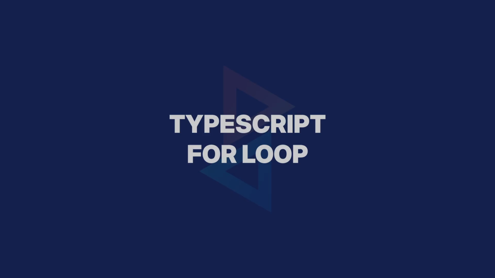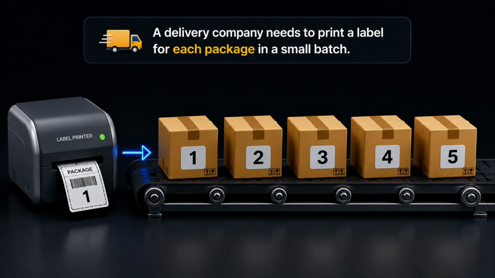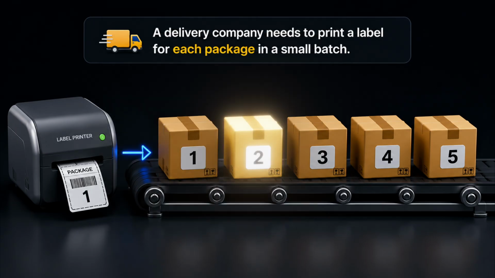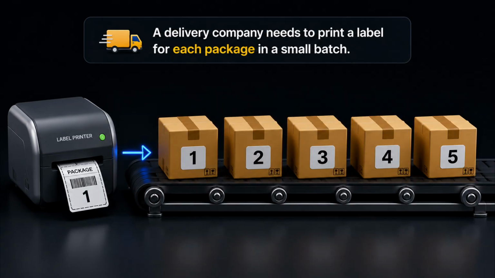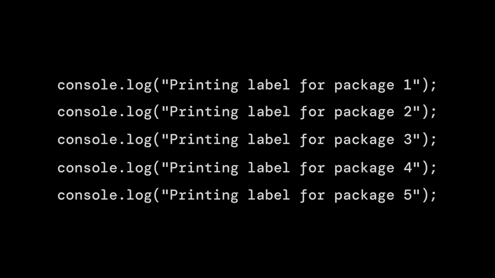In this lesson, we will learn how to use a for loop in TypeScript. Let us say that a delivery company needs to print a label for each package in a small batch. The packages are numbered from 1 to 5. From what we have learned so far, we could write 5 separate console log statements. That approach would work. However, the same statement would be repeated again and again with only the package number changing.